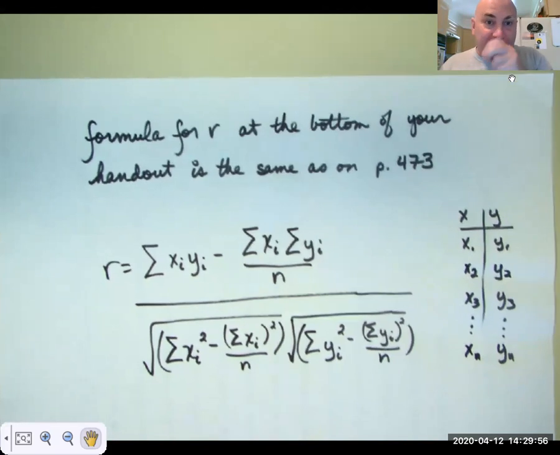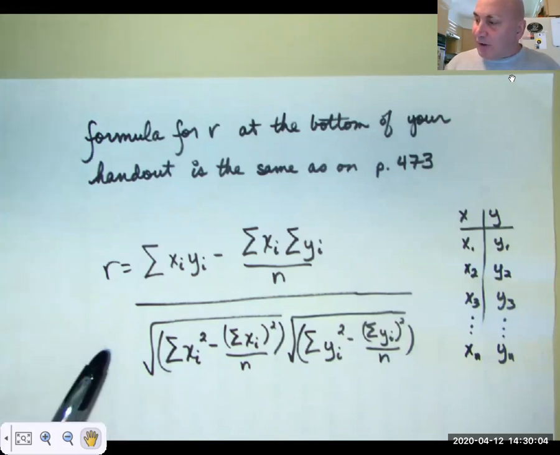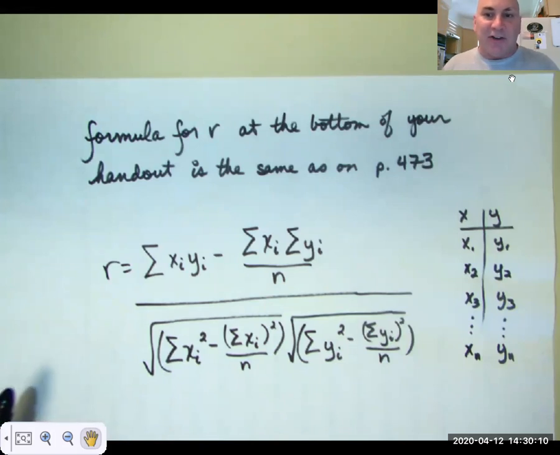So as I stated, the formula at the bottom of the handout is the same as the formula in our textbook. Here's the formula again. This is the version from the handout. This is the one I like to use. I don't like the textbook one as much.